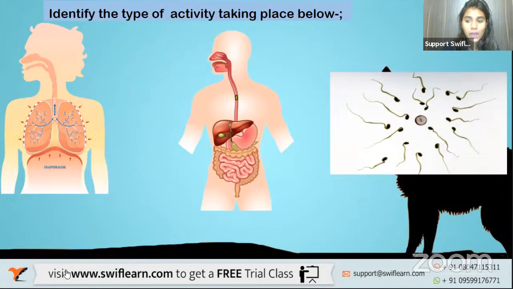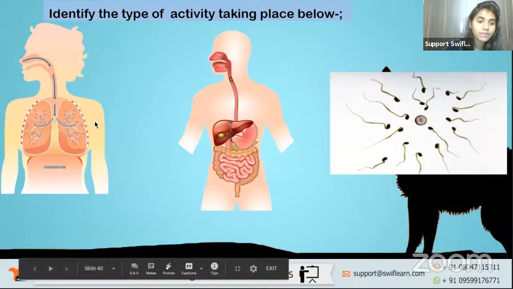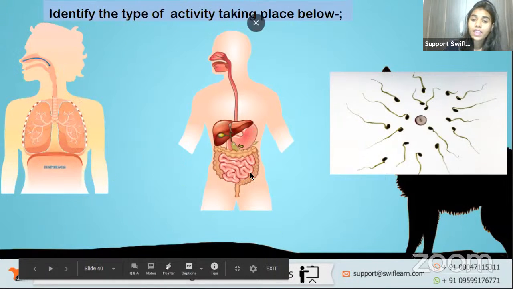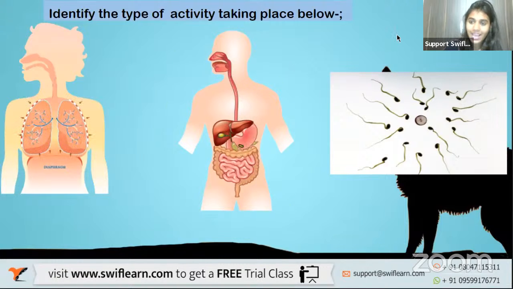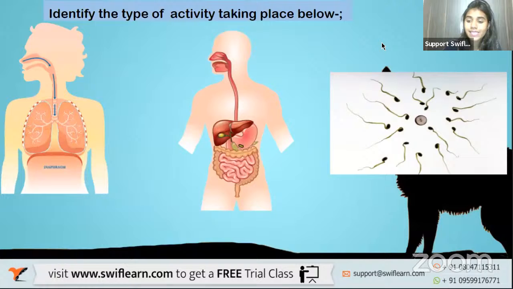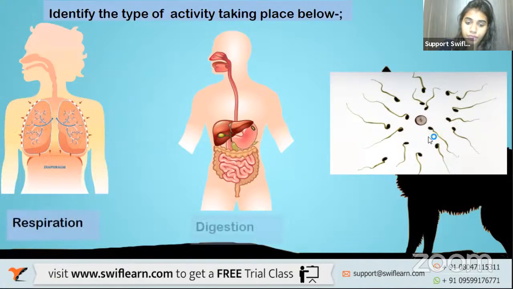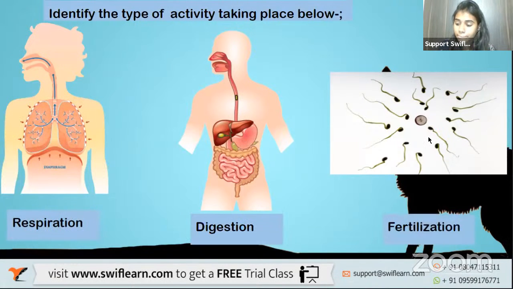Now next question. Identify the type of activity taking place below. So what is happening here? This is respiration. What is happening here? This is digestion. And what is happening here? This process is fertilization. That is, you have sperms, right? Millions of sperms coming to fuse with one ovum here. So it is fertilization. Very good.